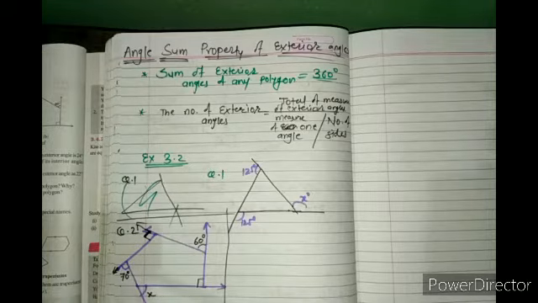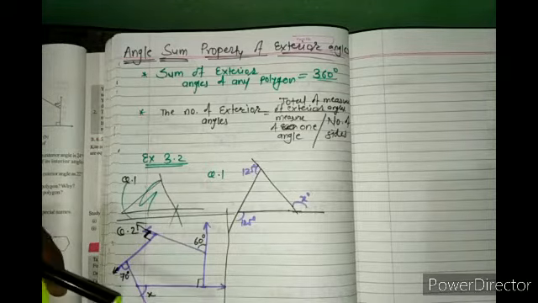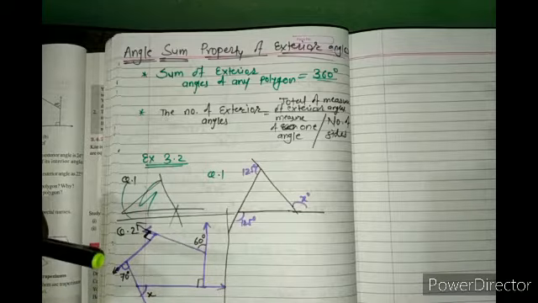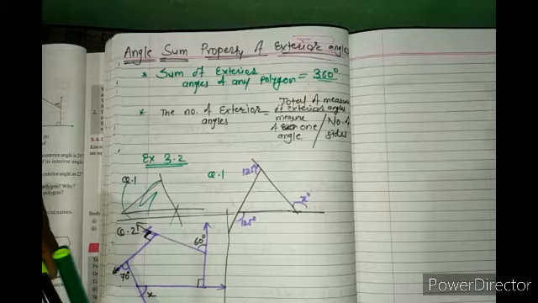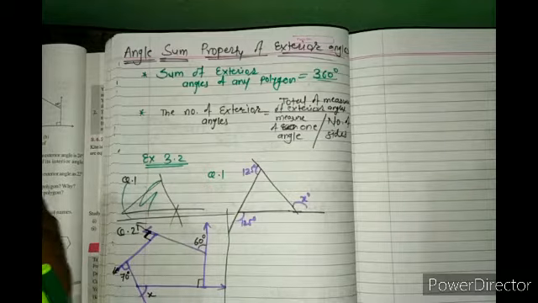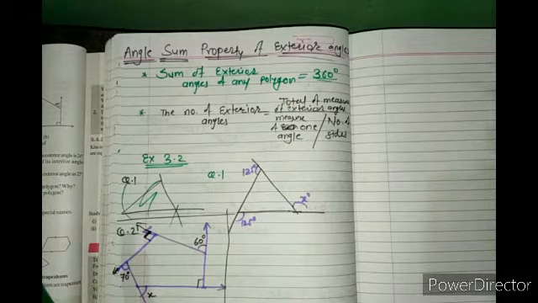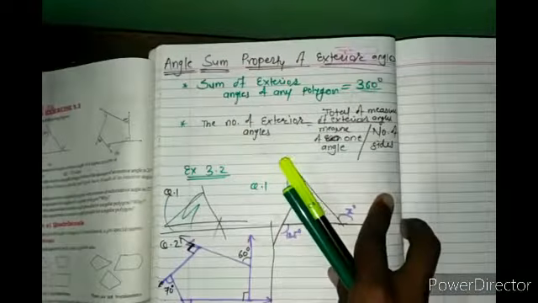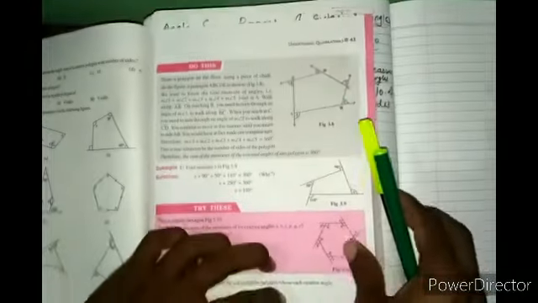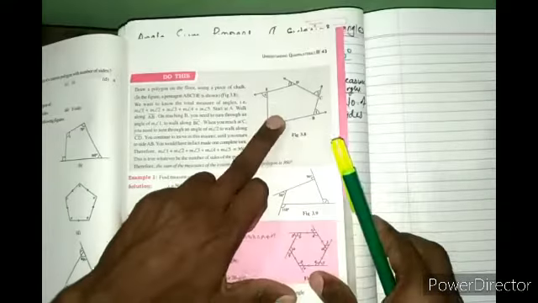Welcome back, students. This class is related to our next topic, that is angles and the property of exterior angles. So, what is an exterior angle? Some diagram I have drawn. The exterior angle is the angle which is outside the polygon, right? Just like the diagram shown here.